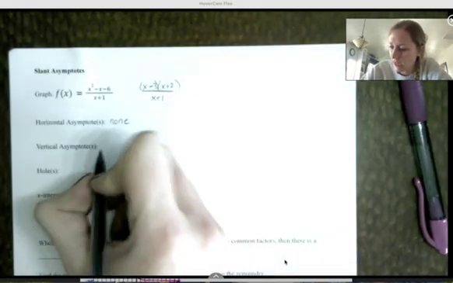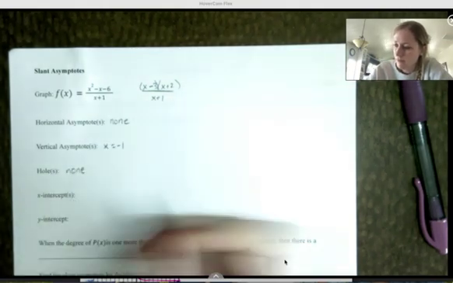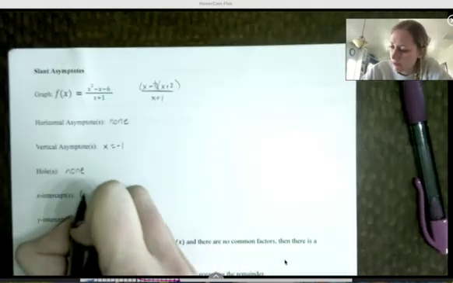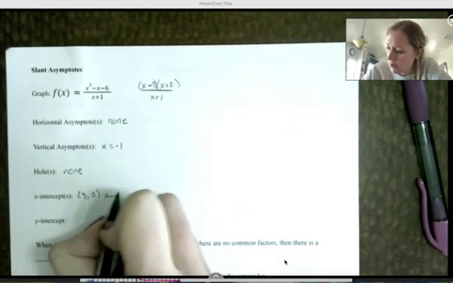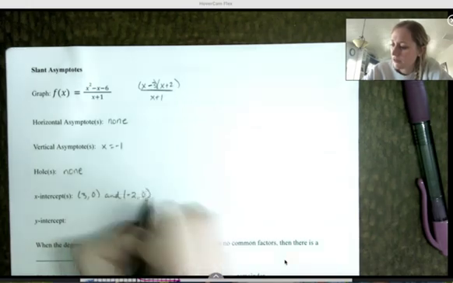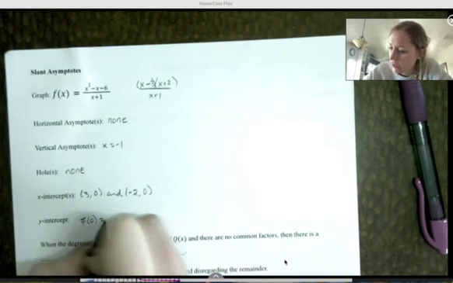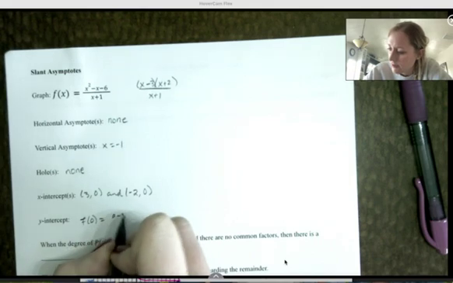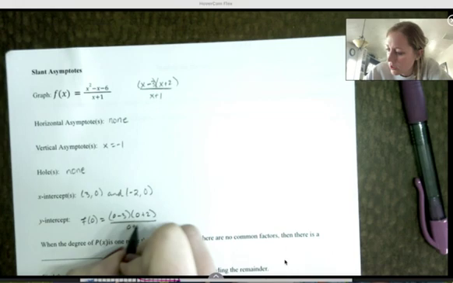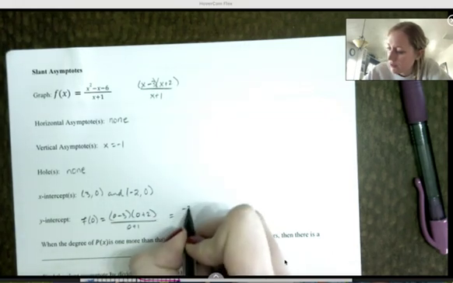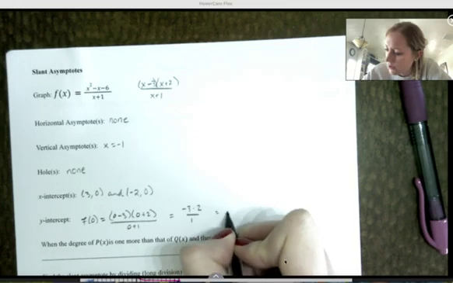Vertical asymptote is going to be at x equals -1. No holes. X-intercepts, I'm going to have (3, 0) and (-2, 0), setting my numerator equal to 0. Y-intercepts, plug in 0 for all the x's. So let's see, we get -3 times 2 over 1. So -6.